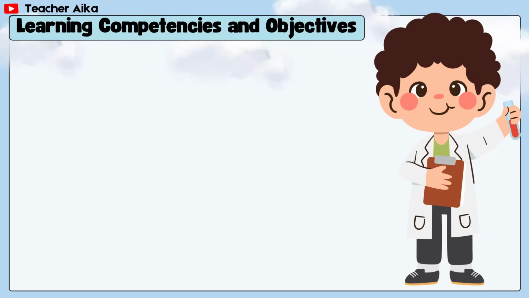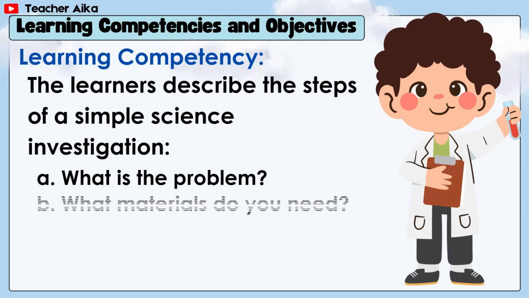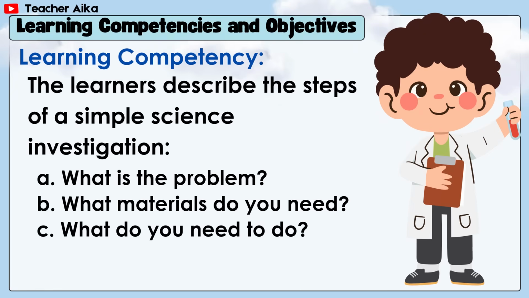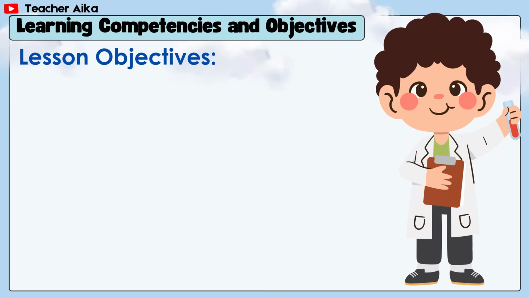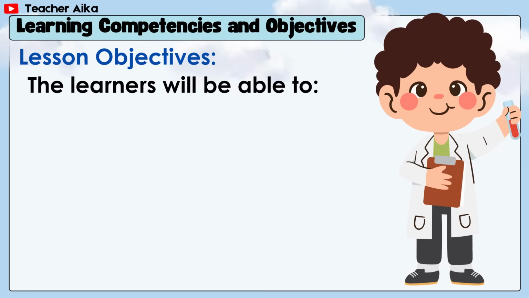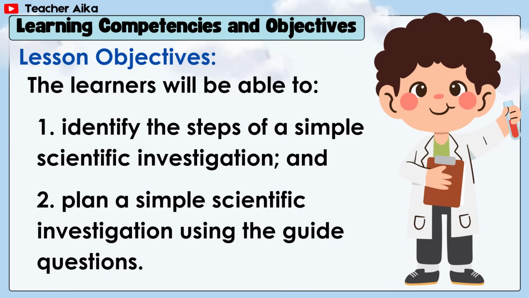Learning competencies and objectives. The learners describe the steps of a simple science investigation. What is the problem? What materials do you need? What do you need to do? What have you found out or learned? The learners will be able to identify the steps of a simple scientific investigation and plan a simple scientific investigation using the guide questions.